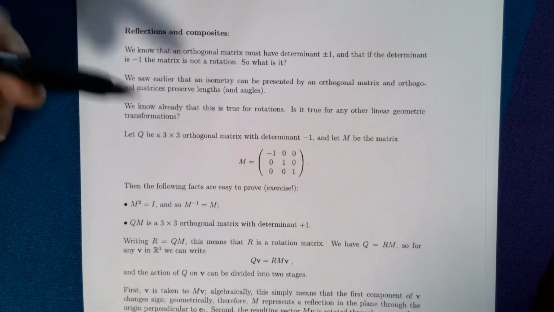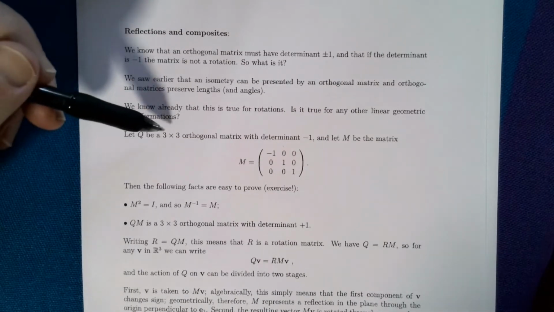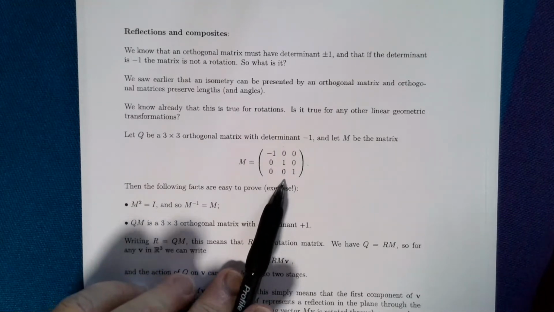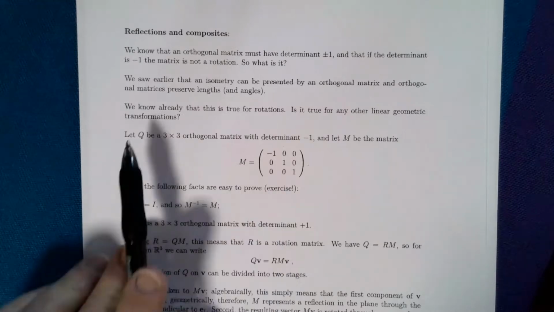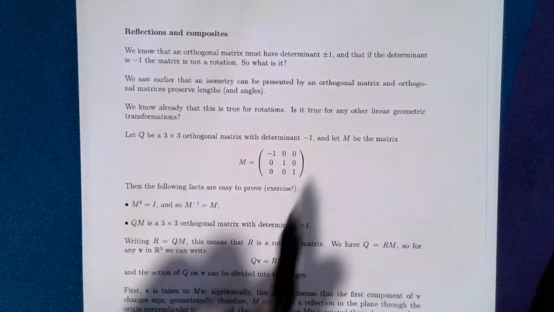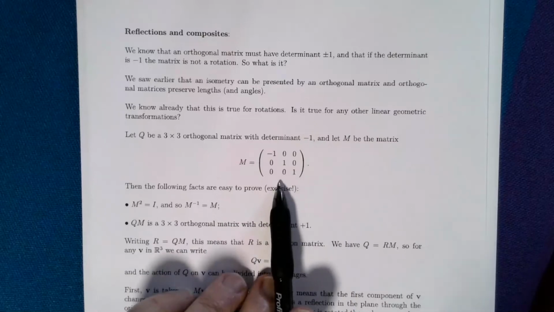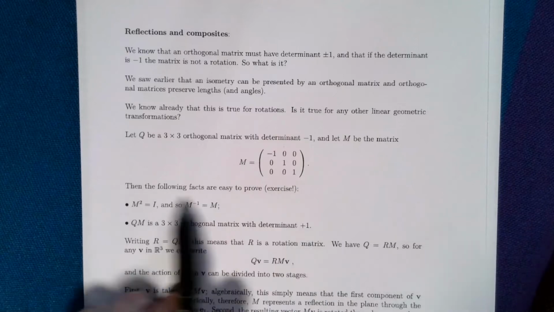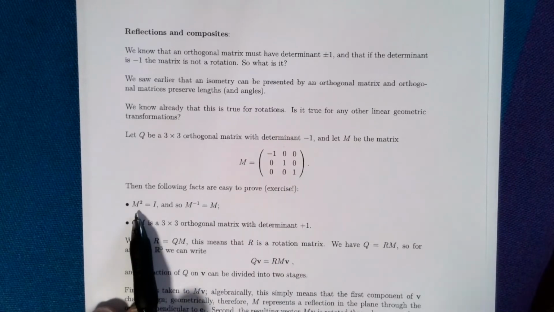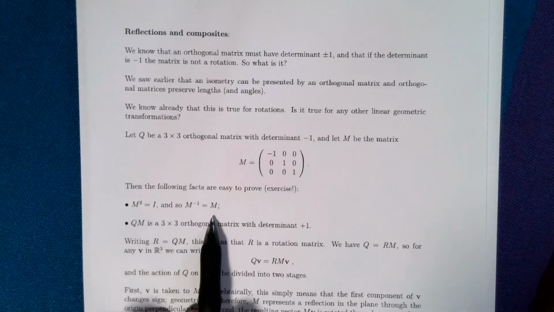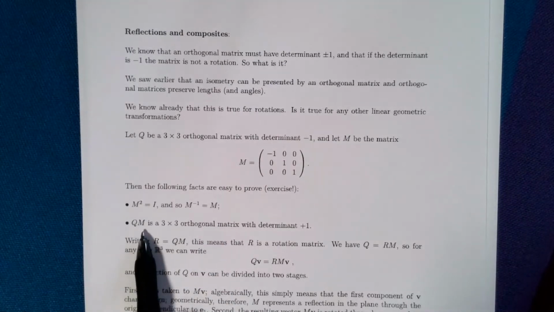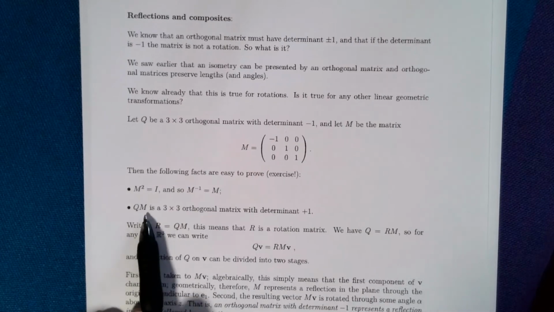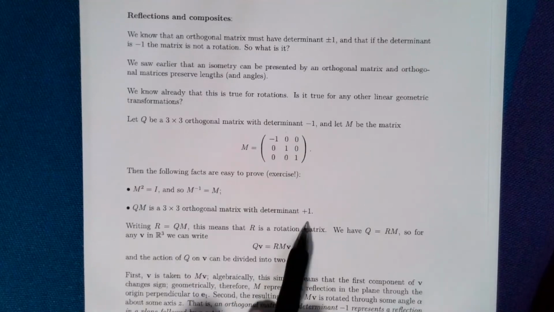So I'm going to take this very simple Q, which is a 3 by 3 matrix. It looks like this, and it's pretty obvious the determinant is minus 1. So I'm going to take Q to be any 3 by 3 orthogonal matrix with determinant minus 1. I'm going to let M be this matrix, which clearly has determinant minus 1. And then it's fairly obvious that if you square this one, you're going to get the identity, so it's its own inverse. And if you multiply Q times M, where Q is any 3 by 3 orthogonal matrix of determinant minus 1, you're going to get an orthogonal matrix with determinant plus 1.